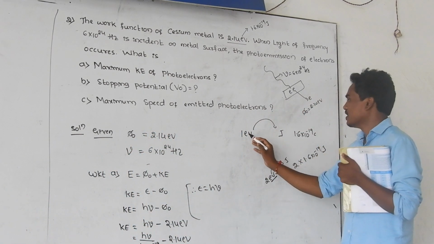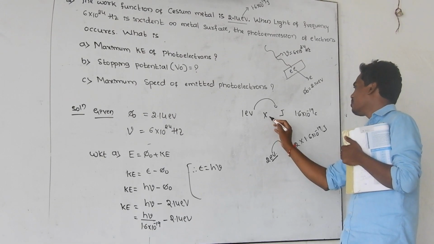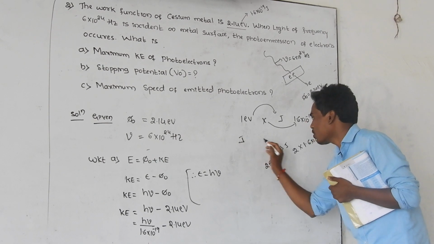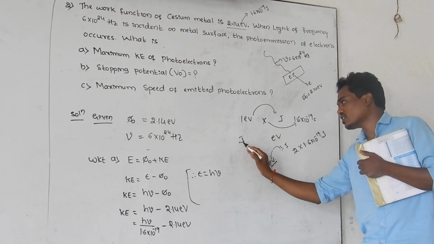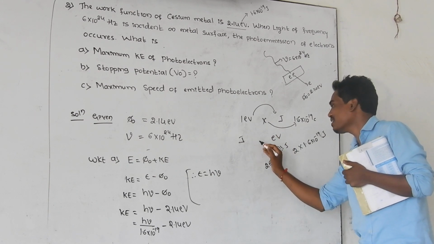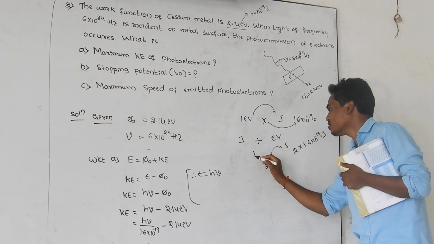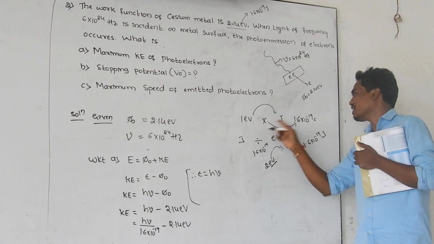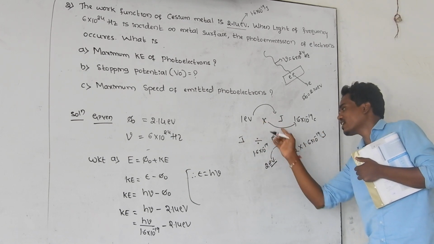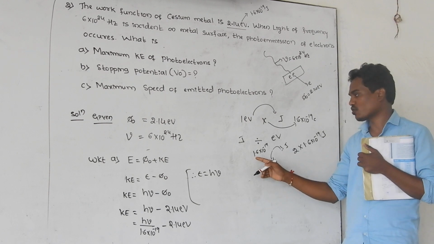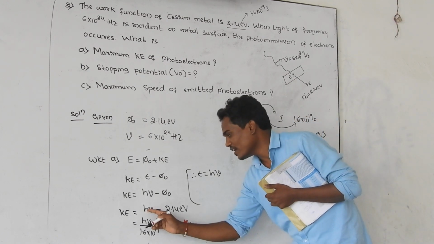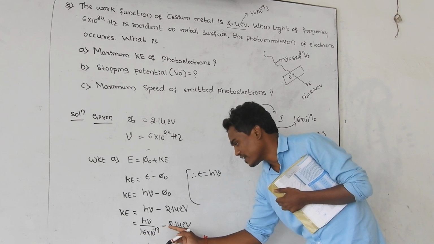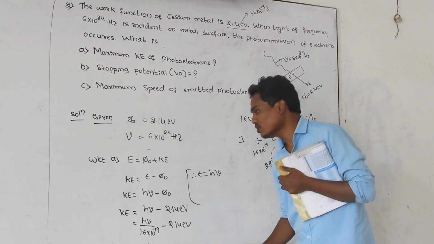To convert electron volt to joule, multiply by 1.6 into 10 to the power minus 19 coulomb. To convert joule to electron volt, divide the number by 1.6 into 10 to the power minus 19 coulomb. Here it is joule to electron volt, that's why I divide the number by 1.6 into 10 to the power minus 19 coulomb, minus 2.14 electron volt.